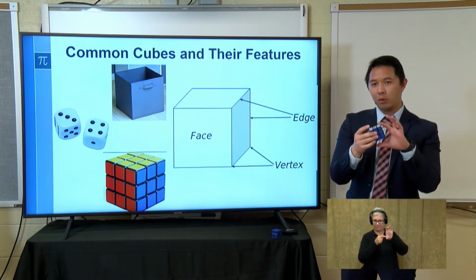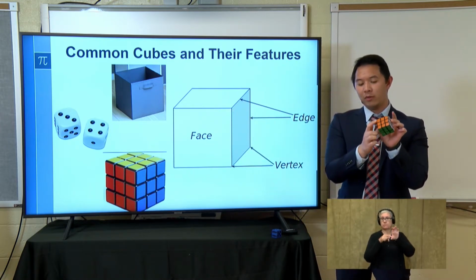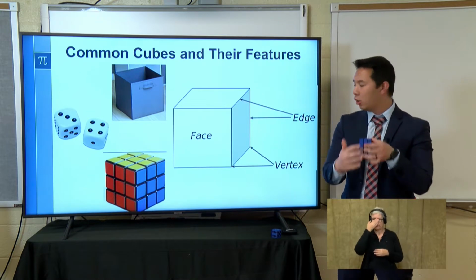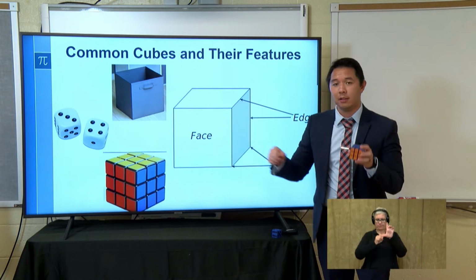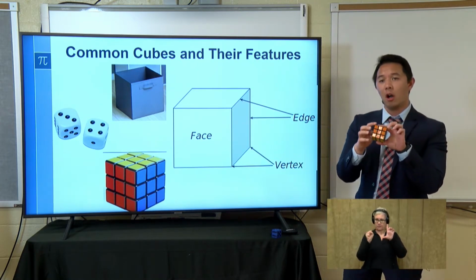So on a cube, we've got these 6 faces. We've got these 12 edges that are on a cube. And then where the edges and faces come together, we're going to call vertices, or you could think of them as the corners on our cube.